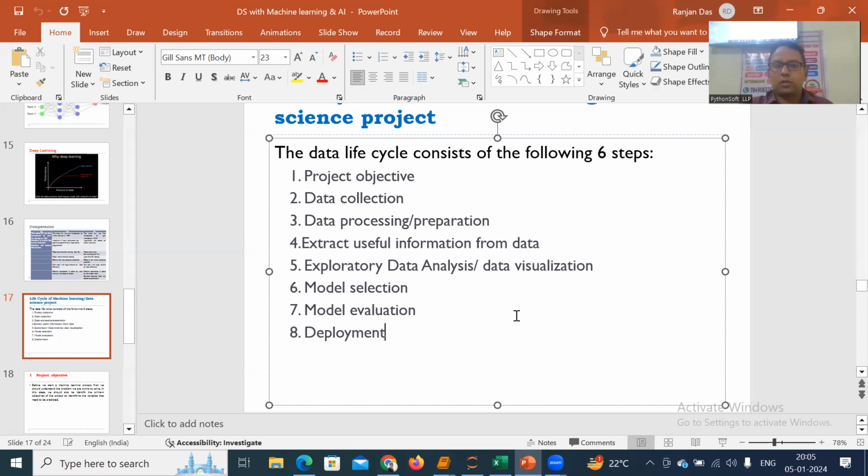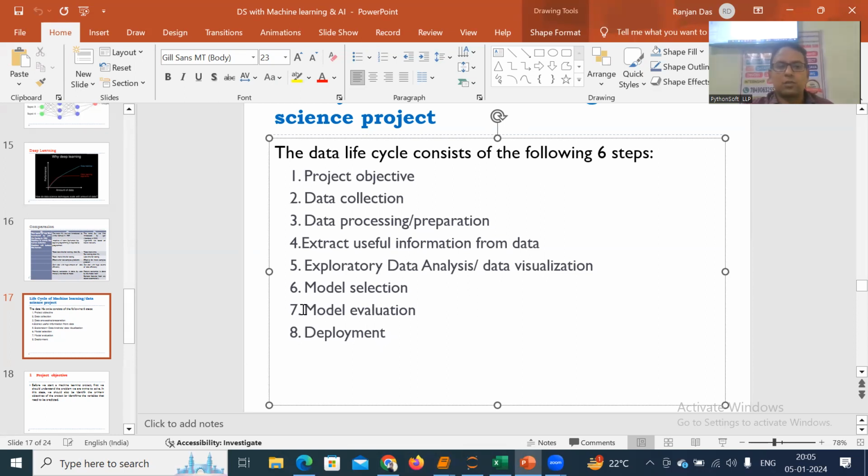Like COVID data analysis, you must have seen on television. They're saying, okay, this area is red zone, this is green zone. All are graphical. So graphical is easy to understand. Those are called exploratory data analysis.